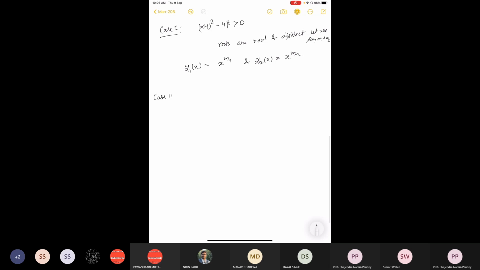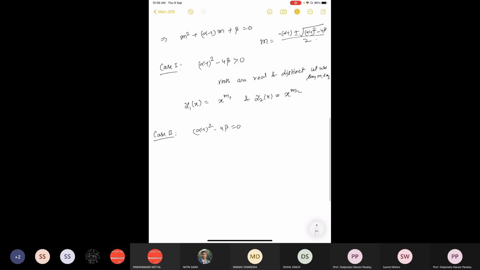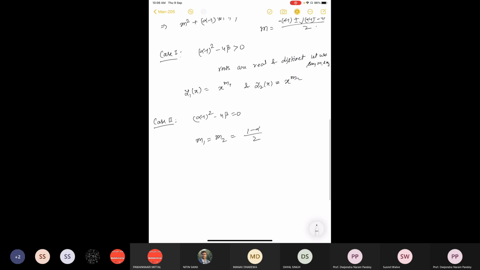Now, case 2, when (alpha minus 1) whole square minus 4 beta is equal to 0. So in this case, we have equal roots, right? And we can say that m1 equal to m2 equal to (1 minus alpha) by 2. Is it okay here? This is not a problem, that we are getting only one solution, and we say that y1(x) is equal to x to the power (1 minus alpha) by 2 is one of the solutions.